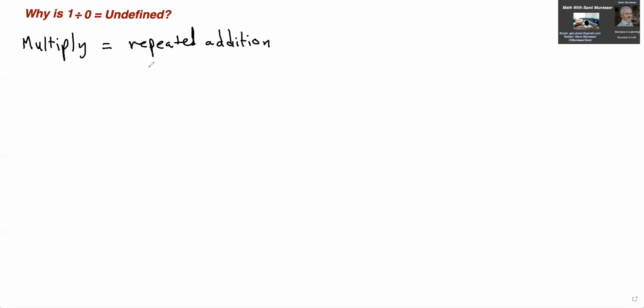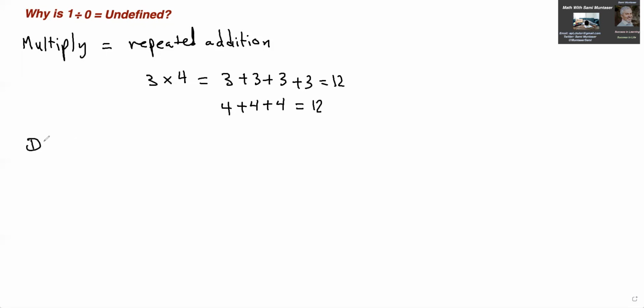How? So if we have, let's say, 3 times 4, this means 3 plus 3 plus 3 plus 3, 4 times, which gives me 12. Or it could be 4 plus 4 plus 4, 3 times, and that still gives me 12. So that's how we derive multiplication. How about when we divide?